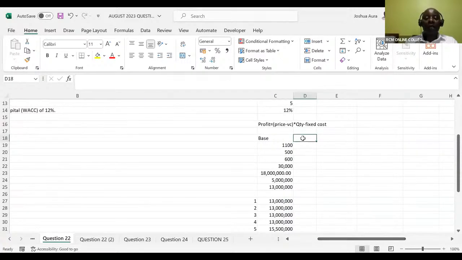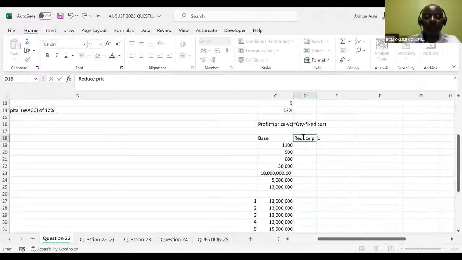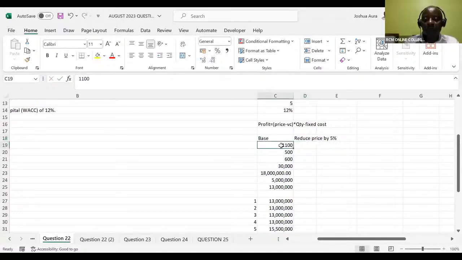I'll come here, and then I say reduce price by 5%, like that. So the first thing that I'll do is to come and copy my base. You copy your base up to the profit, so Control C. And then you come and put your cursor here.